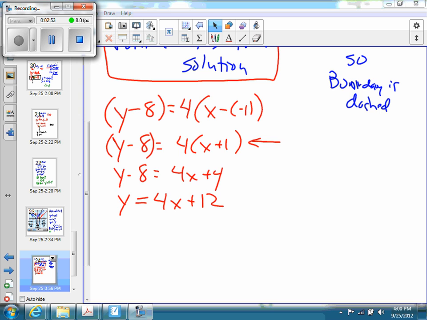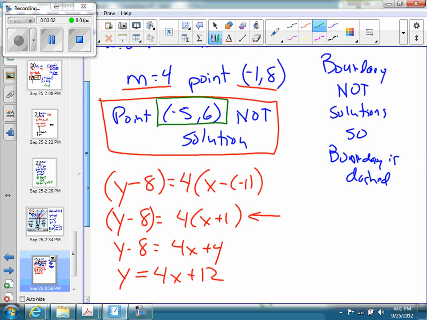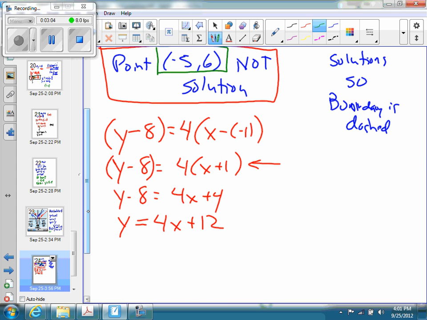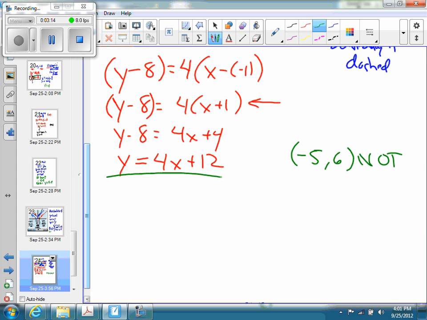Now, I'm told up here that the point -5, 6 is not a solution. So I'm going to write it here, -5, 6, not. I know that this is the equation of my boundary line.